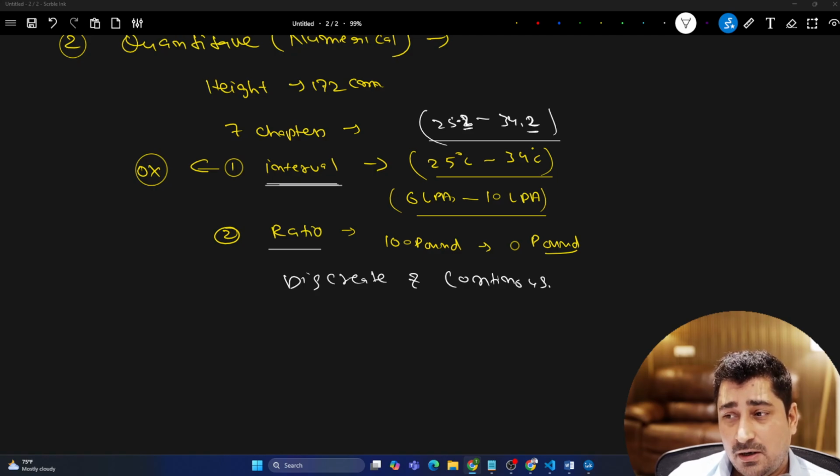Now, when we talk about continuous data, I believe we all know what we are talking about. When we talk about discrete, I believe we all know what we are talking about. So these are not the major points, but yeah, this is going to help you going forward to understand our lectures in the best possible manner.